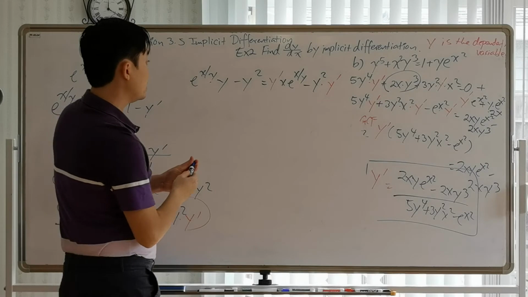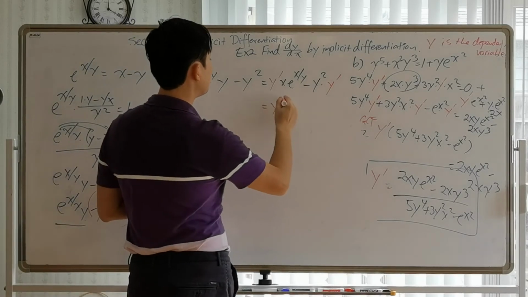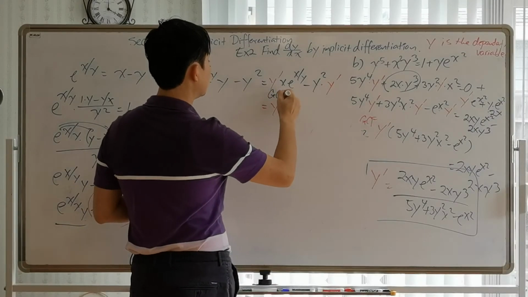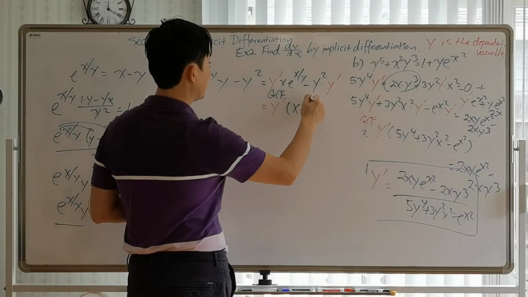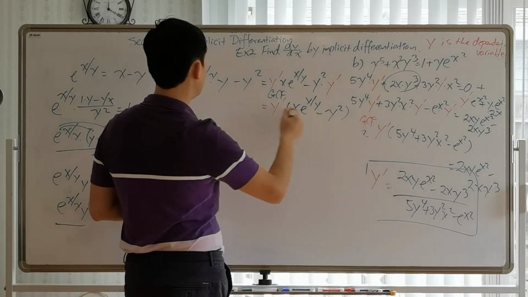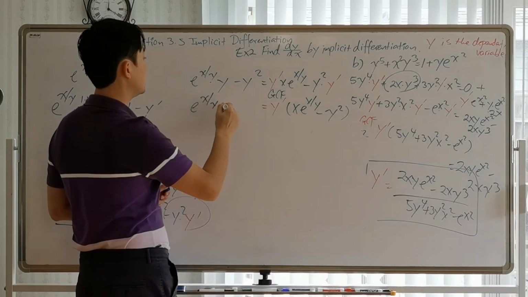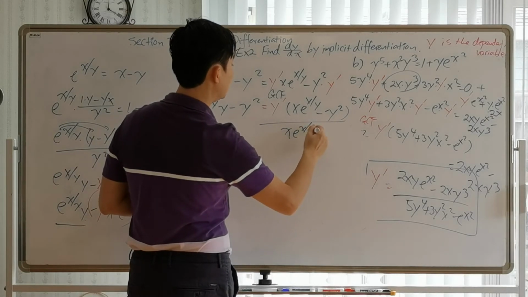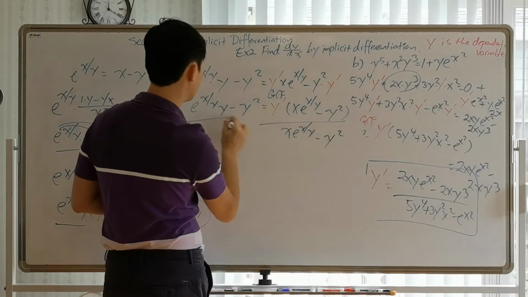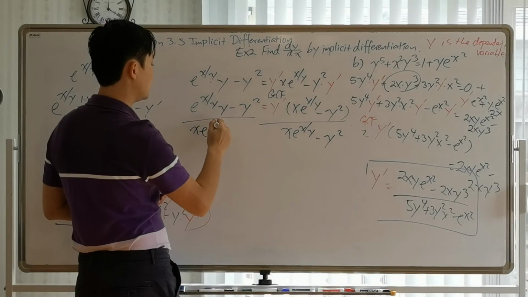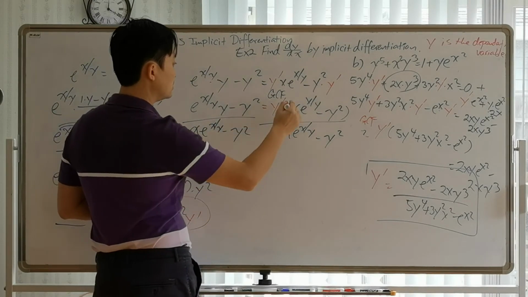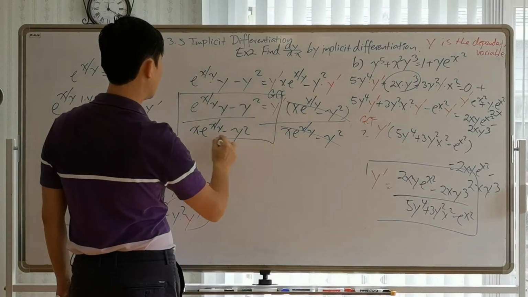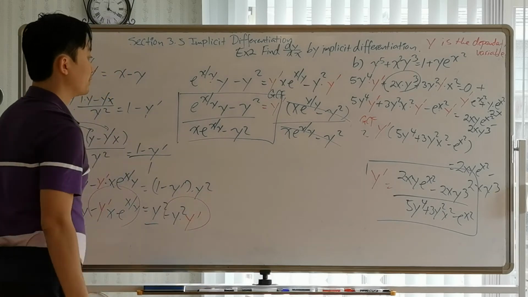Okay, so now from here, take out y prime. Simply take that out, that's the greatest common factor. So x e to the power of x over y minus y squared. And then the rest of this, simply bring it down. And then last but not least, divide by the remaining factor. So this one's gone, so y prime equals this one here. Alright?